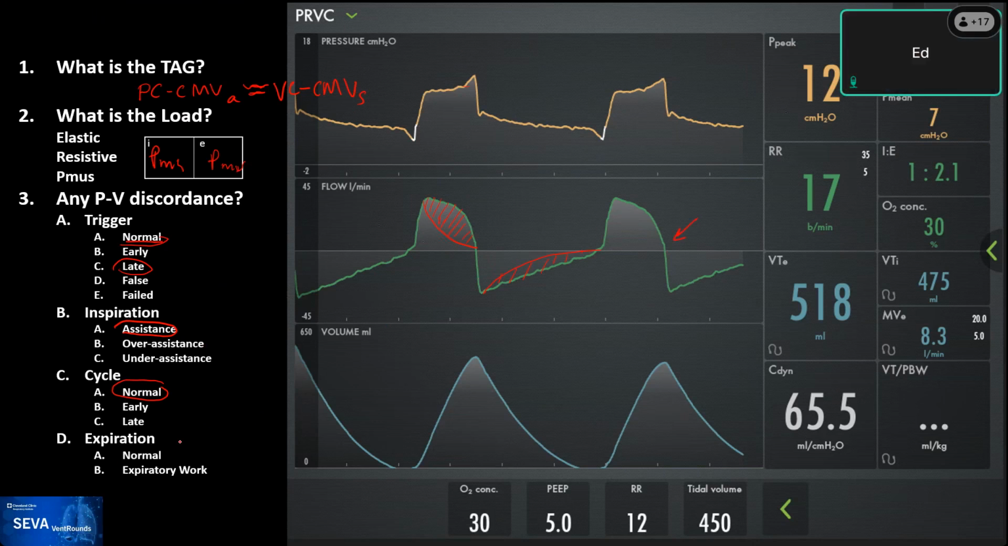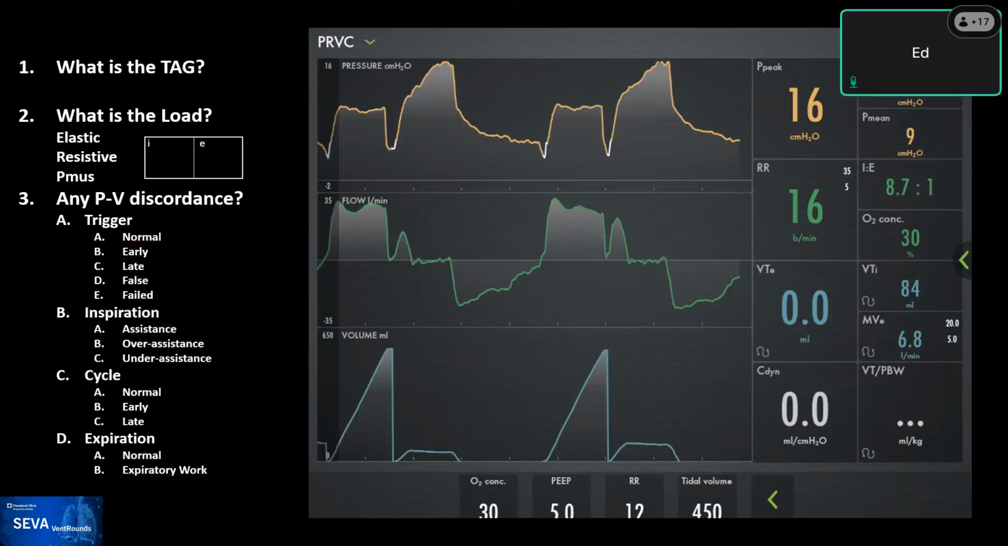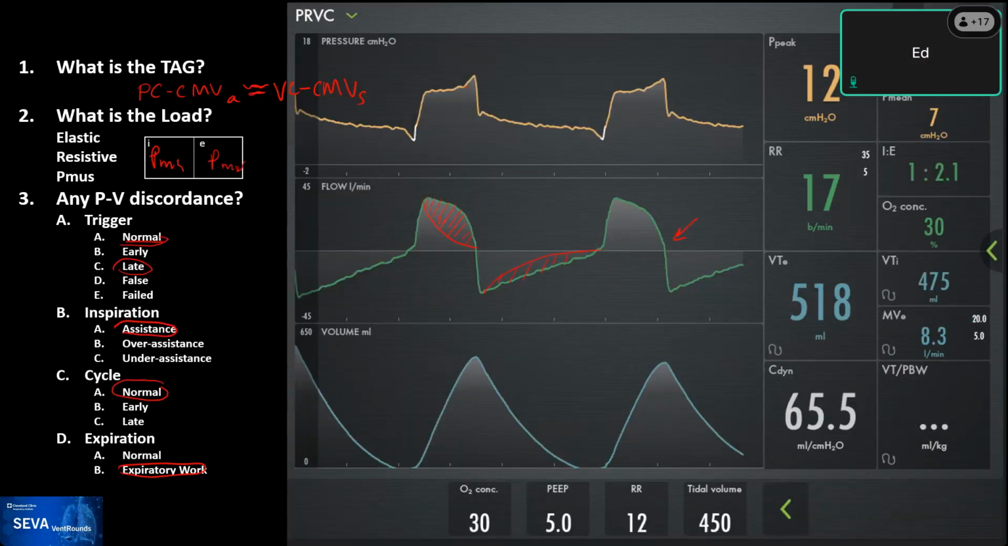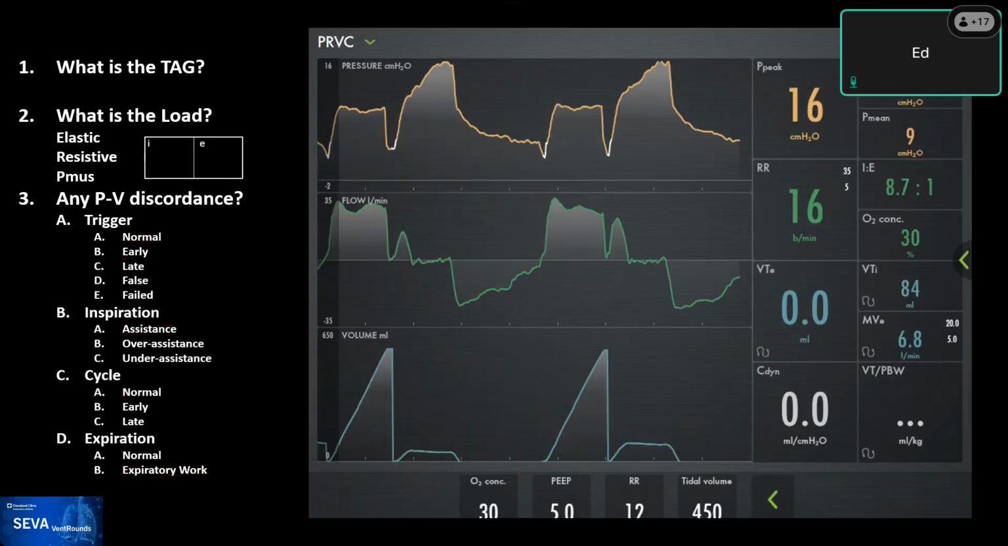And then expiratory work, we talk about that again. And for the sake of time, I put this one, which is the same patient. If you notice, this is the patient, and a couple of seconds later, this is the image of this patient.